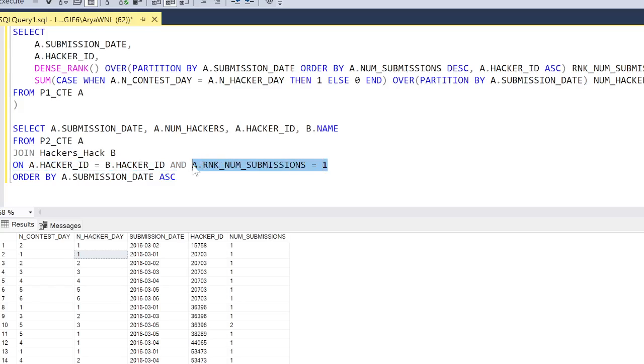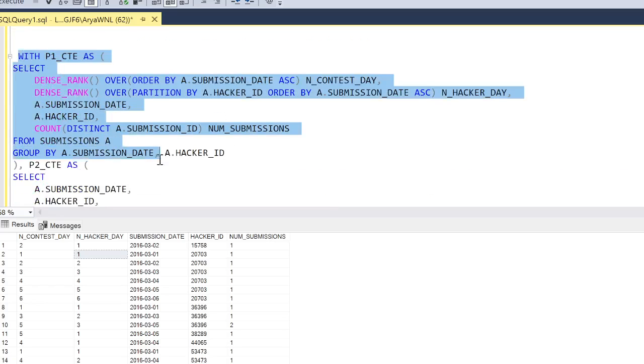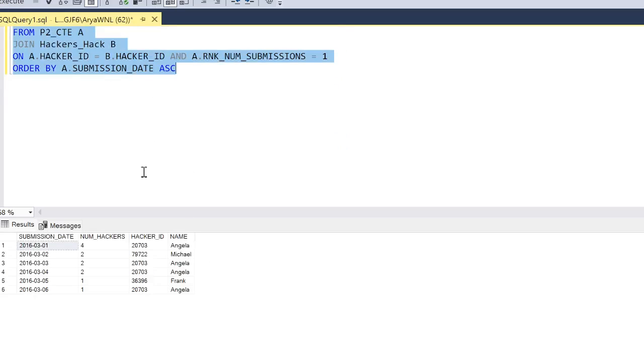Why am I applying this condition? Because I have given you the example that on, let's say, 2nd of March, there were two hackers. One has made two submissions and the other has made only one submission. So I only take the hacker with the highest number of submissions, that is 2, and this rnk, number of submissions, for that hacker will be 1. So basically I am filtering the rows where this rnk number of submissions is 1. And then at the end we are doing order by a.submission_date in ascending form. Let's execute this, and we got our result.